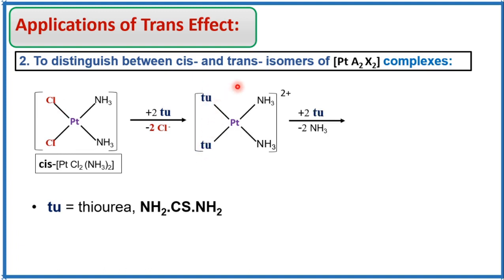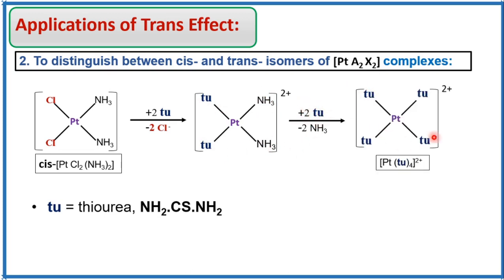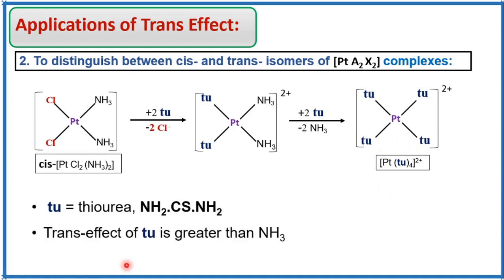Again this complex reacts with 2 moles of thiourea, so again we are adding thiourea to it. And this thiourea has more trans effect than ammonia. Therefore these two ammonia molecules which are trans to these two thioureas will be replaced by thioureas again to give a tetra thiourea substituted product. That means we started with cis and ended with a tetra thiourea substituted platinum complex, because the trans effect of thiourea is greater than ammonia here.